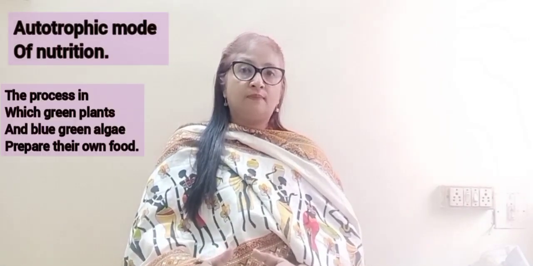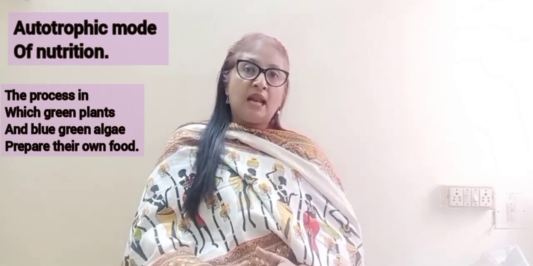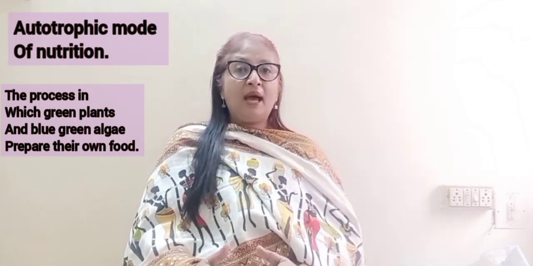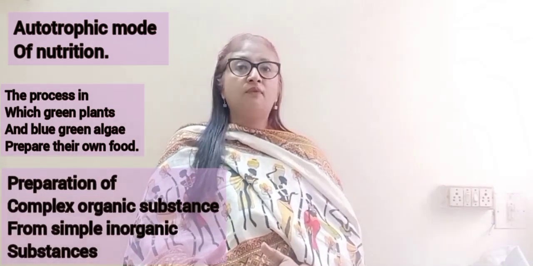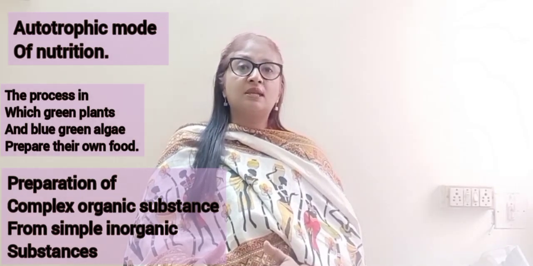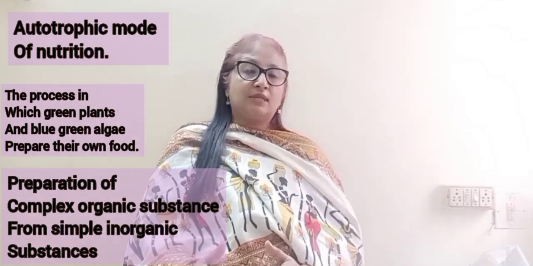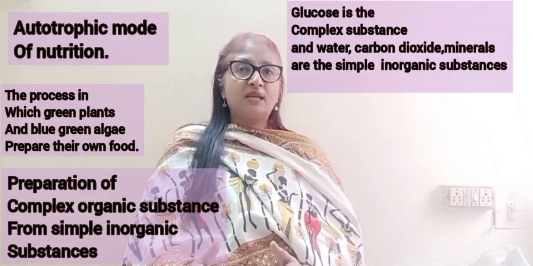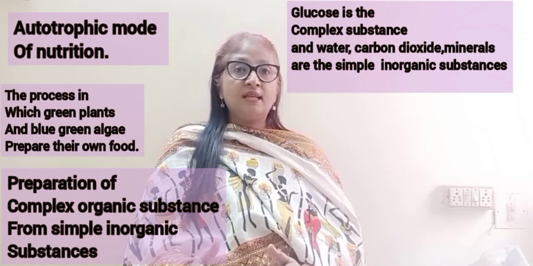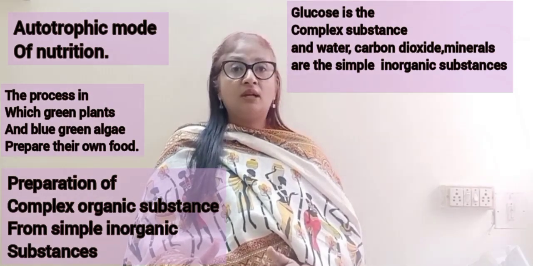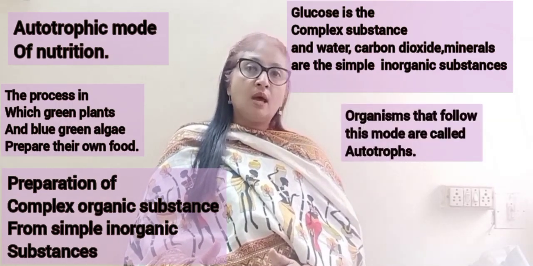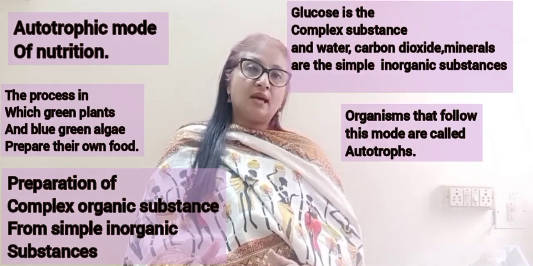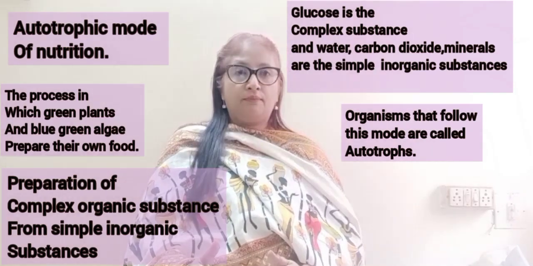What is autotrophic mode of nutrition? The process in which green plants and blue-green algae prepare their own food. Or in other words, we can say preparation of complex organic substances from simple inorganic substances. Now what is this complex organic substance? Glucose. And the simple inorganic substances are water, carbon dioxide, minerals, etc. And the organisms which follow this mode are known as autotrophs. Examples are green plants and blue-green algae.